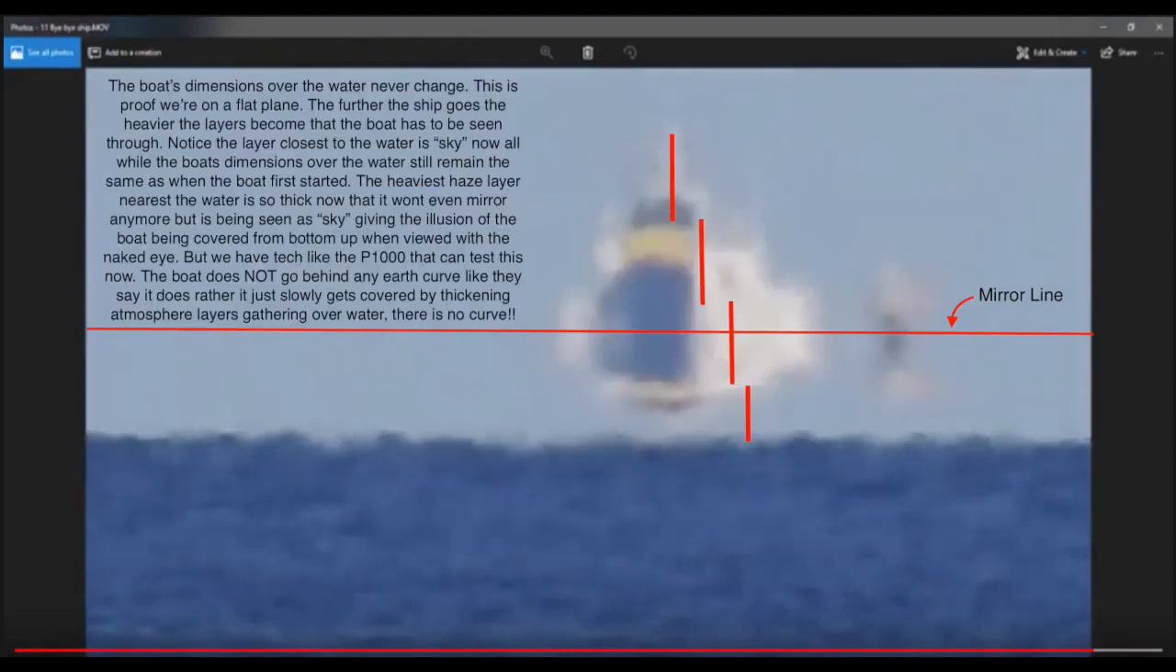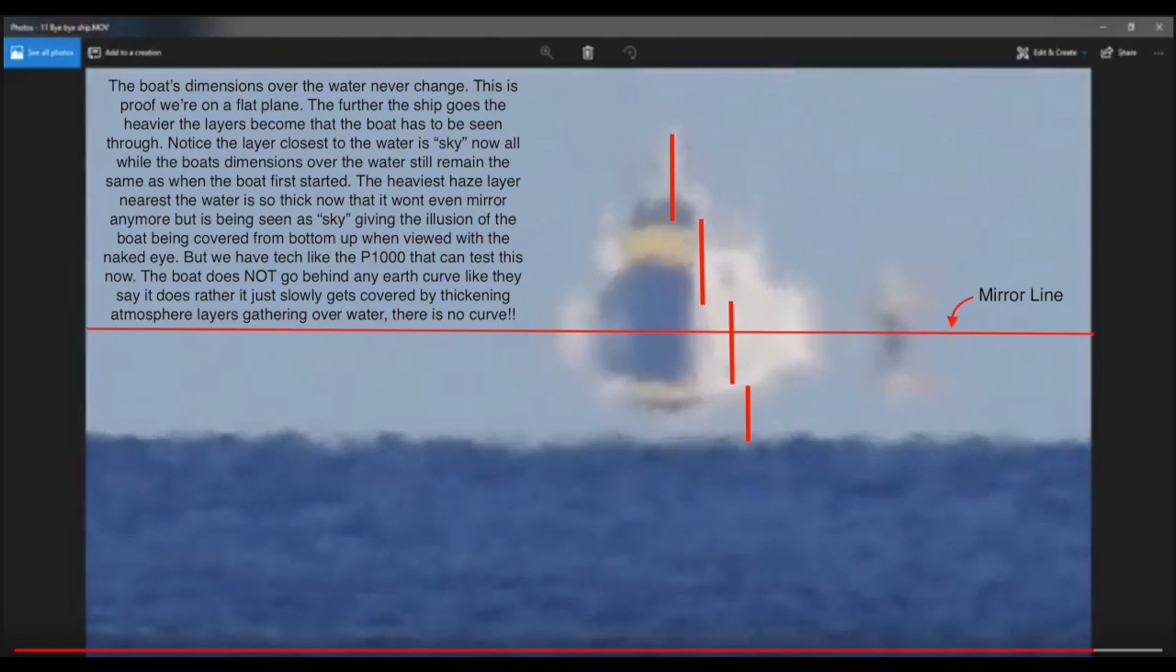That's because the closer you get to the water, the thicker the atmosphere becomes. Which is why the very bottom of the mirror line has just become sky now, while the upper half of the mirror line still reflects. But as the boat continues to go further, that mirror line will get thicker and thicker, working bottom up. So the sky will work its way up from the bottom of the boat, while at the same time, the dimensions of the boat, the size of the boat, remains the exact same over the water the whole time. This is proof the objects go behind a thickening atmosphere, not Earth curve.